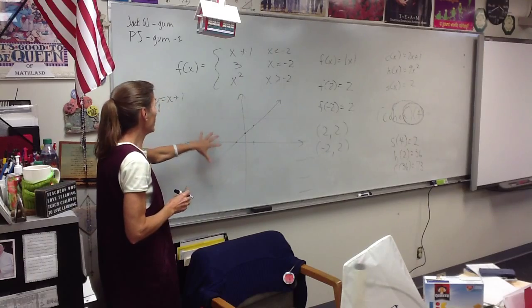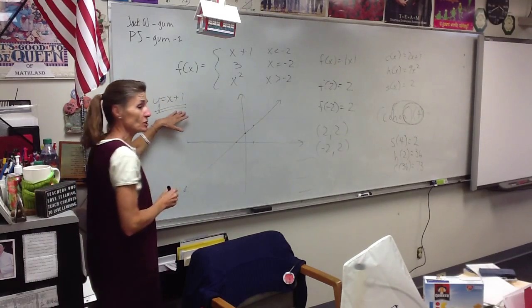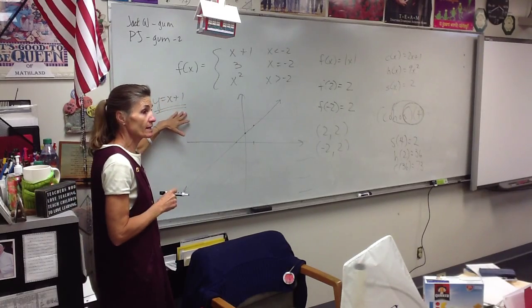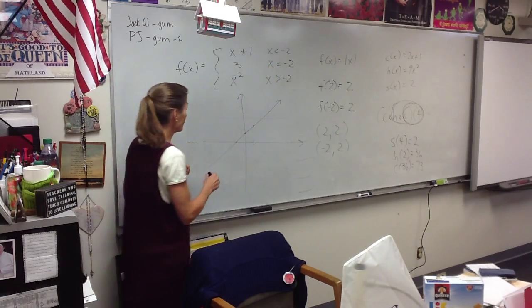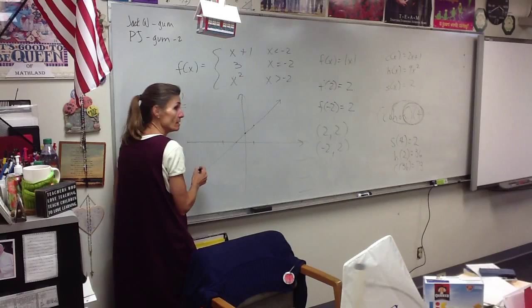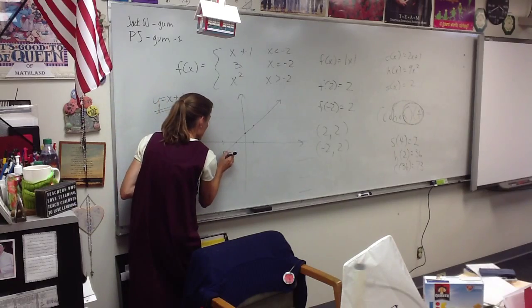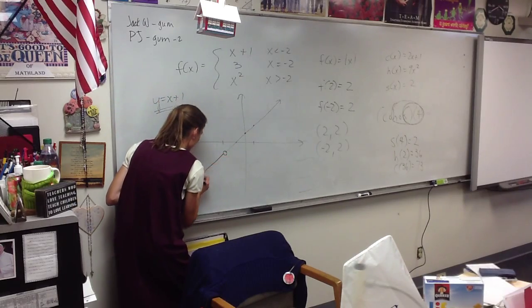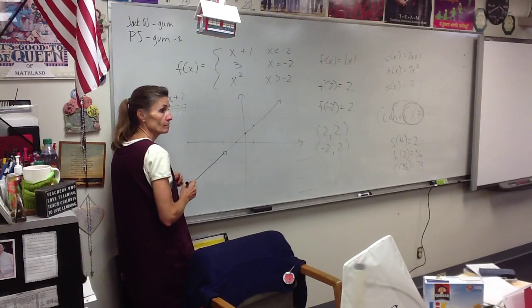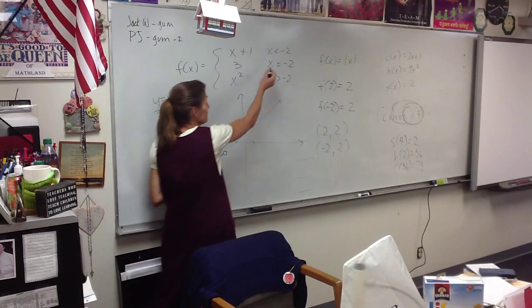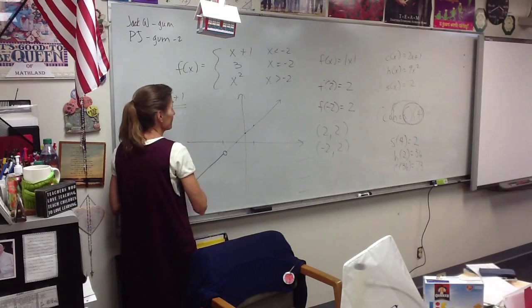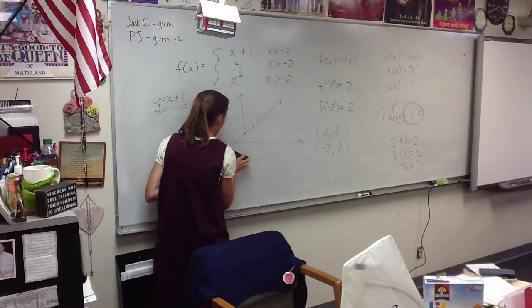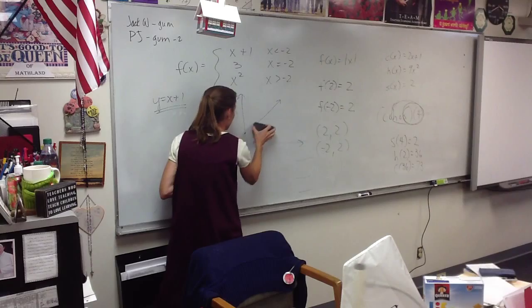Now that's the whole line, right? That's as though I just found y equals x plus 1 and I sketched it. I don't want the whole line, do I? I only want the part of the line from here down. Why is it down? Less than? Going to the left. I'm going to erase all this.